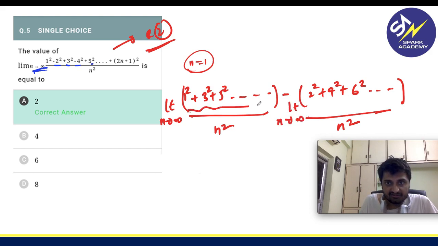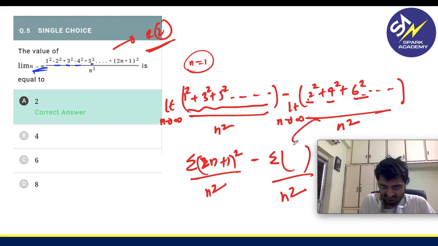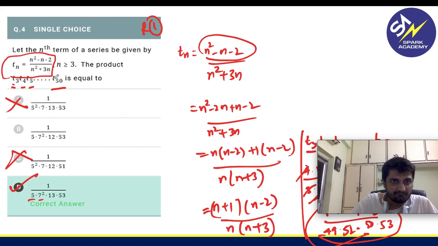So how can I write this now? This I can write as summation of 2n plus 1 whole square. And this, how can I write? This is like 2, 4, 6 and 8, right? So you'll get summation of 2n minus 1 whole square. Same thing, divided by n square. This is the sum of an even series and a sum of an odd series. You can write that, separate it, and simplify again. It takes a little bit of time, but if you do that, you'll get option A.